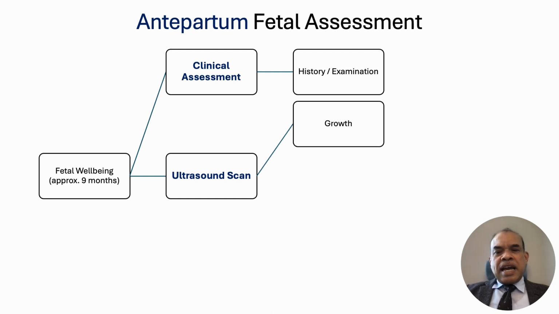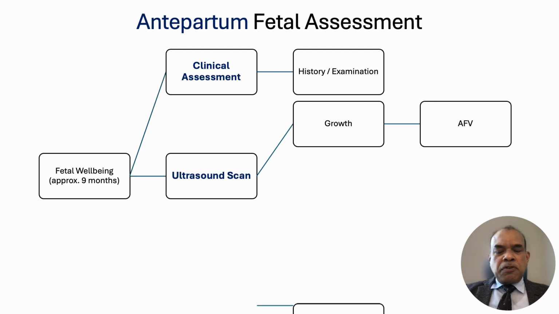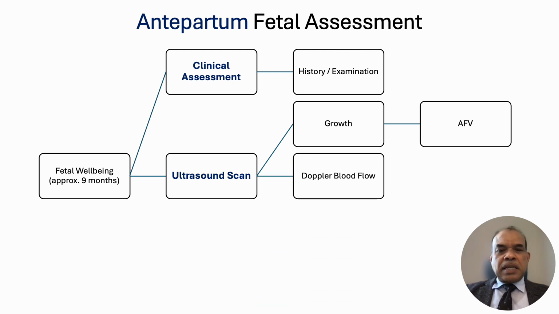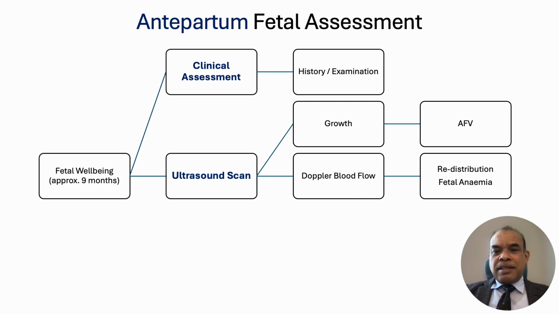Then ultrasound scan would look at the growth, including amniotic fluid volume if there is a chronic uteroplacental insufficiency, and Doppler blood flow indices to look at blood flow and the resistance in the umbilical artery, middle cerebral artery, and the ductus venosus become important, because we need to understand and recognize evidence of redistribution, and also based on the pulsatility of the middle cerebral artery blood flow, we will be able to detect if there's any fetal anemia going on.